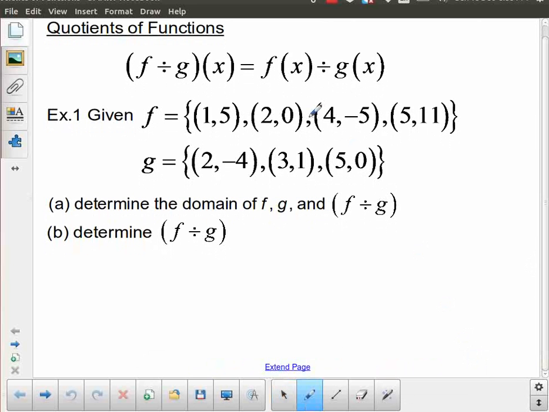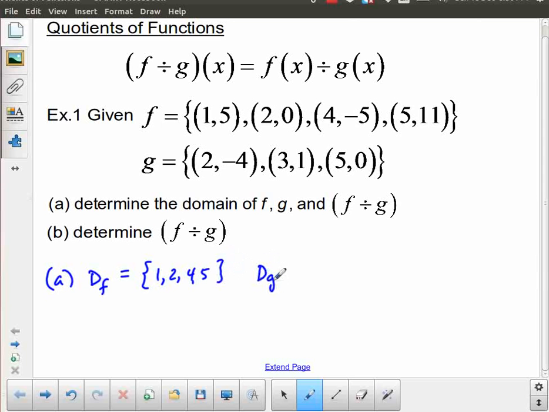Let's look at a very simplistic example where in this case the function f is defined as this set of 4 points and the function g is defined as this set of 3 points. The first thing we're going to do is find the domain of f divided by g, this new function we're creating. So the domain of f itself would be the x-coordinates of these points. So that would be 1, 2, 4, and 5. And I'll just represent that using set notation.